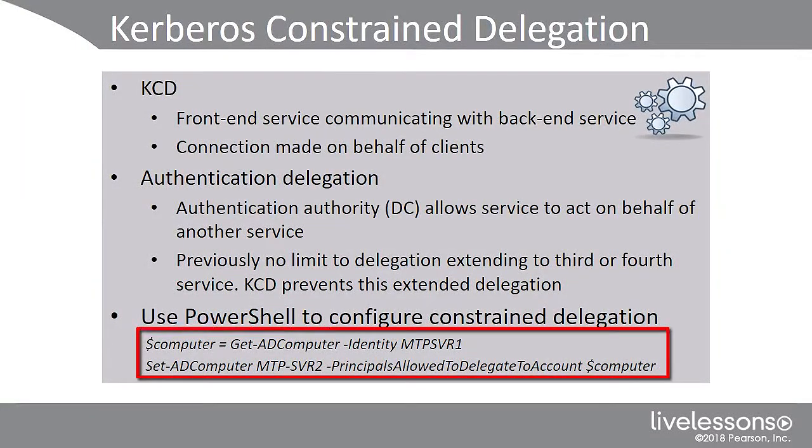We're going to create a variable called $computer. We're going to run the PowerShell command Get-ADComputer and grab the identity of the server that's running the service. And then we're going to use the Set-ADComputer PowerShell command, specify the server with the switch PrincipalsAllowedToDelegateToAccount, a humongous parameter, and we're going to supply the information that we've populated in the $computer variable in the previous command. So those are the two PowerShell commandlets that you'd use to configure that constrained delegation.